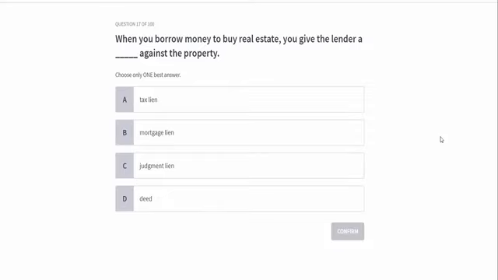All right, question 17. When you borrow money to buy real estate, you give the lender a blank against the property. All right, and there's 4 options. It's A, tax lien, B, a mortgage lien, C, a judgment lien, or D, a deed. So like usual, here's an opportunity for you guys to pause and come up with your answer starting now.